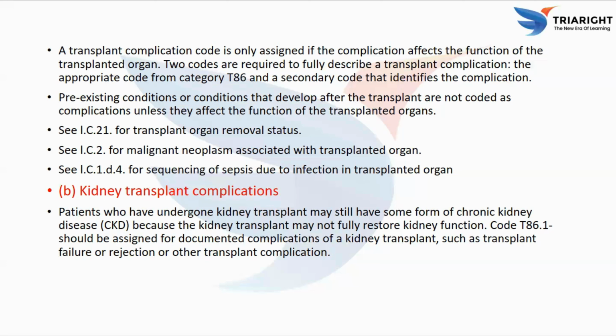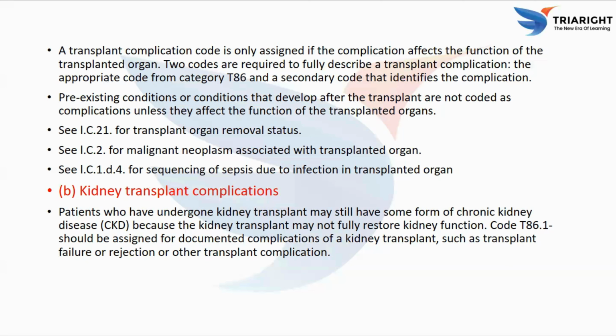And then what are the pre-existing or post-transplant conditions? So what is the rule? Conditions present before or after the transplant are not coded as complications unless they affect the transplanted organ function. So example 1, there is no complication. Patient had diabetes before kidney transplant and still has diabetes. So in this case, you have to code diabetes only.